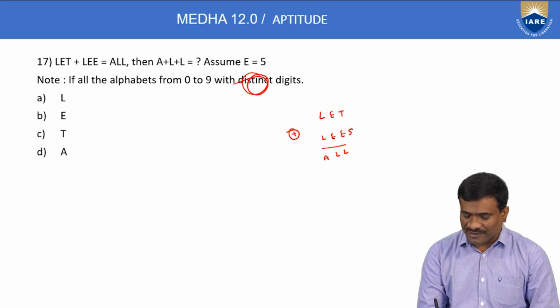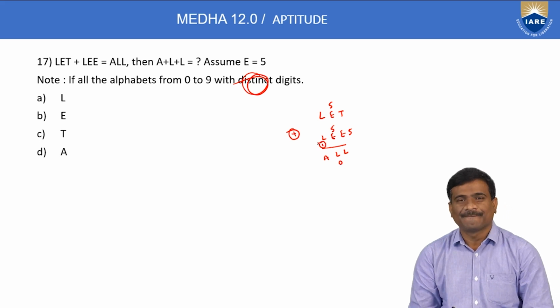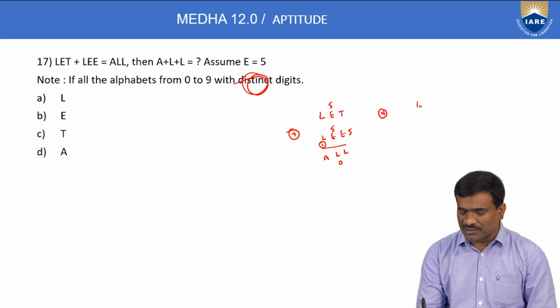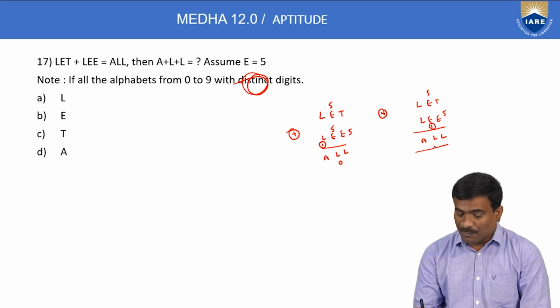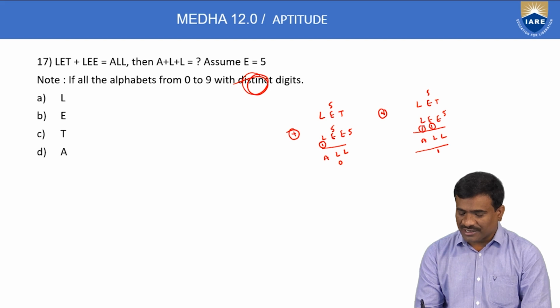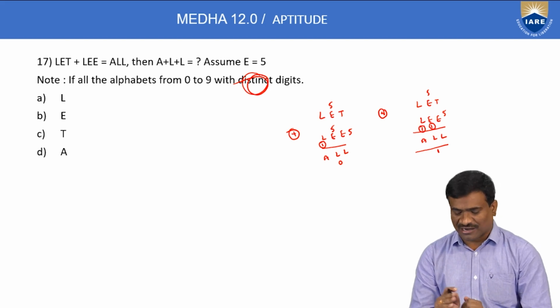Assumption E is the number 5. E plus E, 5 plus 5 is 10, here 0 and next 1 carry. First possibility and second possibility. Let E be the number 5. Here 1 carry is also possible: without carry and with carry. If 1 is possible, then L is equal to 1. Here again 1 carry. First method or second method.